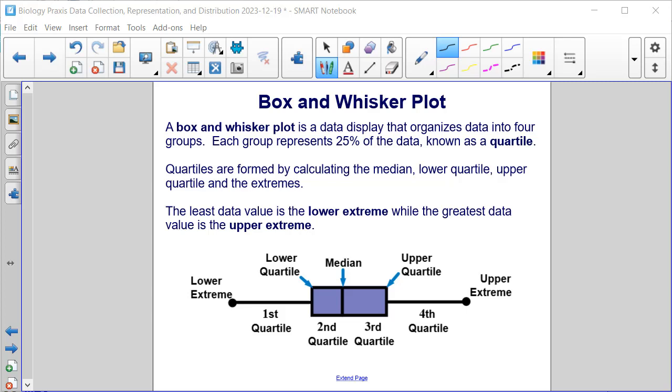Box and whisker plot. A box and whisker plot is a data display that organizes data into 4 groups. Each group represents 25% of the data, known as a quartile. Quartiles are formed by calculating the median, lower quartile, upper quartile, and the extremes. You can see them labeled here. The least data value is the lower extreme here, while the greatest data value is the upper extreme here.